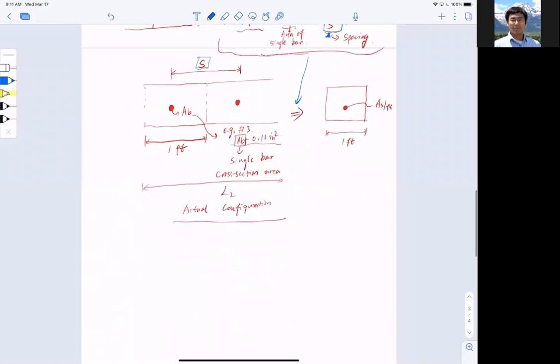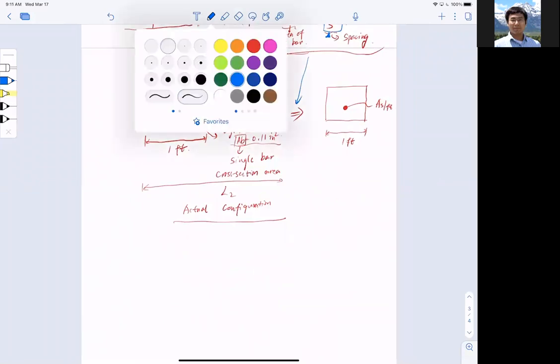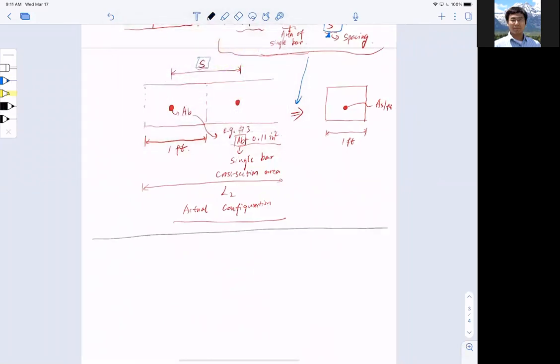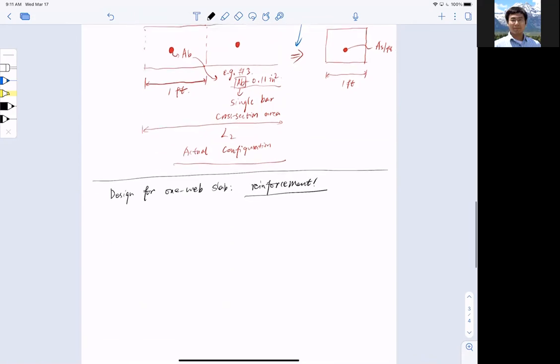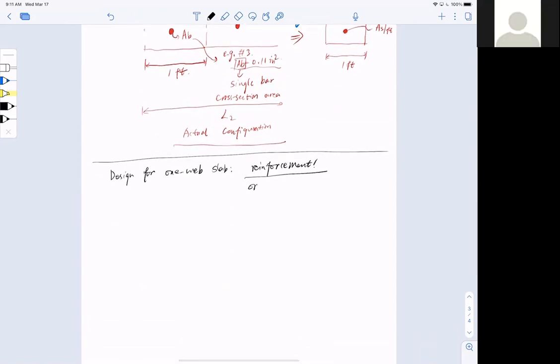All right, so with that, we're gonna move into the actual design. So now let's talk about it. Design for one-way slab, usually when we talk about design for one-way slab, is design for reinforcement. Okay, and to be more specific, supposed to say one web or one way? Oh, sorry, one way.